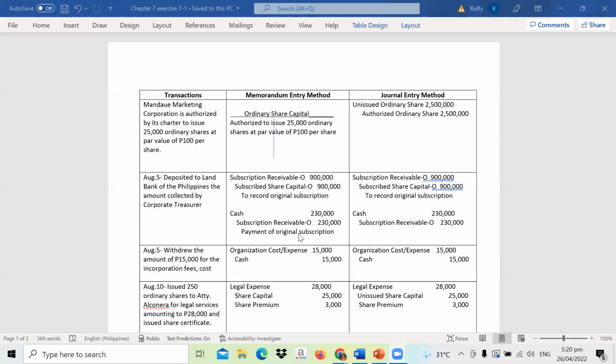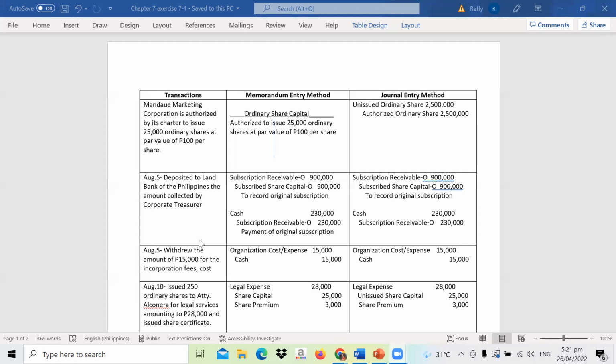And then the second entry, this is for the payment of cash, the payment of the subscription received. You have debit to cash 230,000, credit subscription receivable, ordinary 230,000. Again, same entry under journal entry method. Subscription and recording of payment, you will have the same entry.